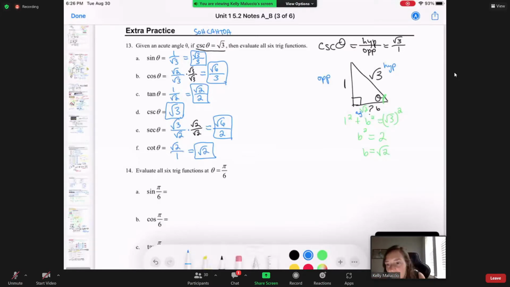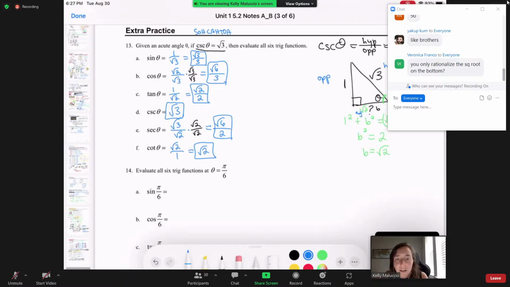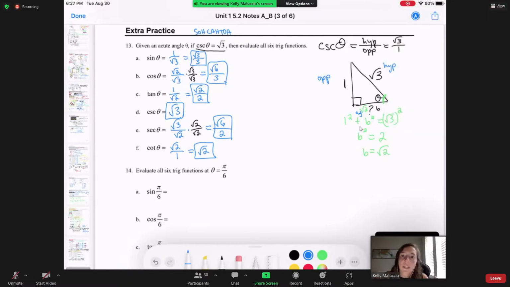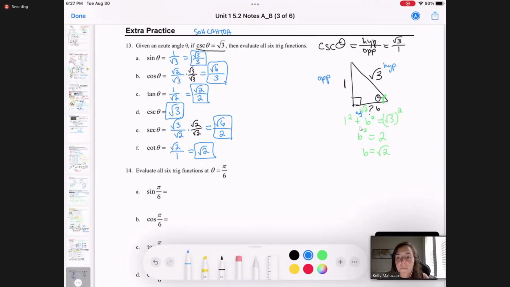You only rationalize the square root on the bottom. So if you have a square root on the top, there's nothing to be done. We just don't like the square roots in the denominator because, well, when you say a fraction of a square root, that's a bit strange. And mathematicians just don't like that. Okay.